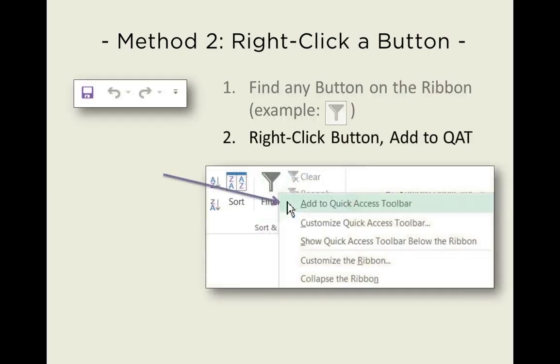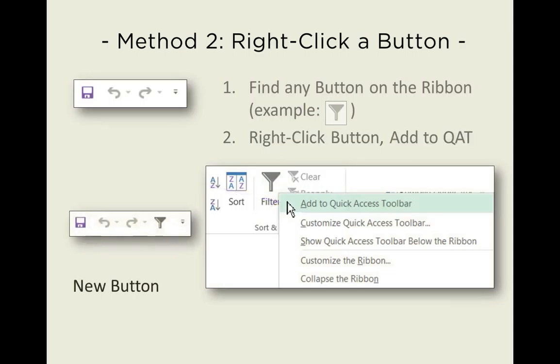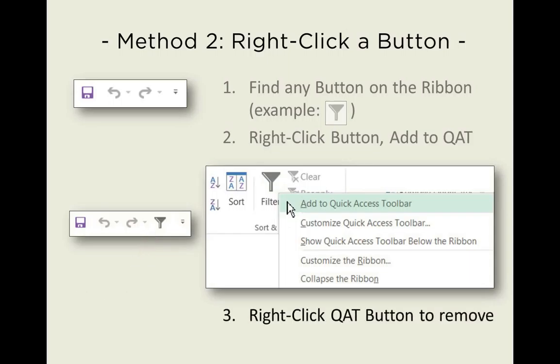Right-click that button and select Add to Quick Access Toolbar. The button gets placed onto the toolbar in the rightmost position. Please note that right-clicking a button that is already on the Quick Access Toolbar allows you to remove that button.